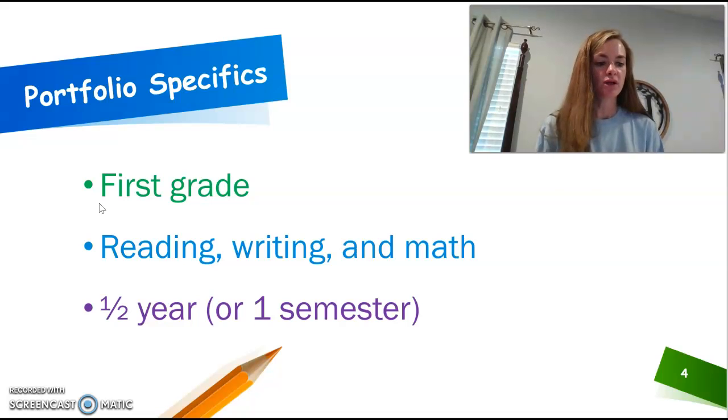This portfolio would also be used over the course of half a school year or maybe a semester. We would create our goals in August and we work to complete those goals in December. But you could even use this format again and create new goals in January to complete by the end of the school year in May.